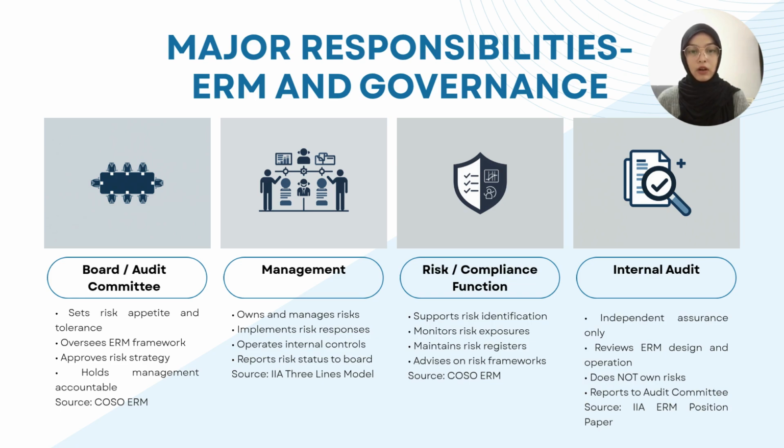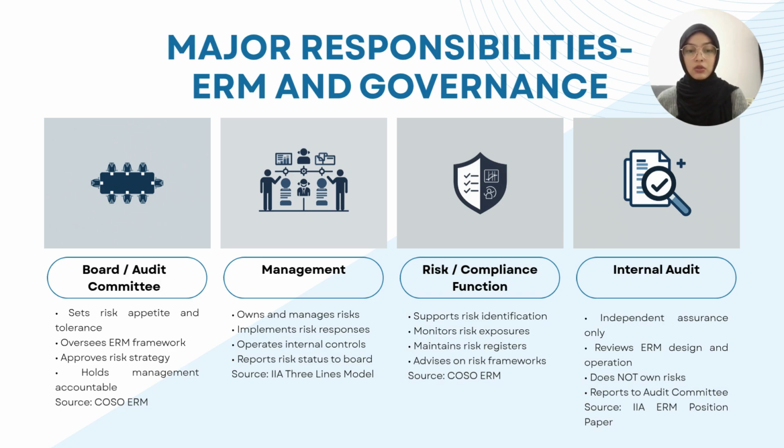Okay, so here are the major responsibilities of ERM and governance. First of all, we have the board and audit committee. The board and audit committee provide overall oversight of ERM, where they set the organization's risk appetite, review major risks, approve risk strategies, and hold management accountable for effective risk management. Next, we look at management. Management owns and manages risk for ERM in daily operations. They identify risk, implement controls and risk responses, and also report significant risk issues to the board.